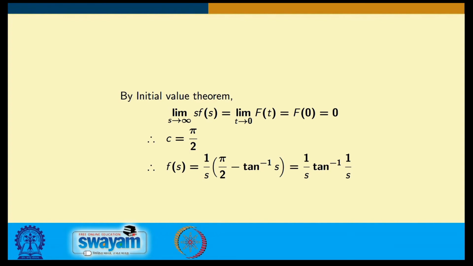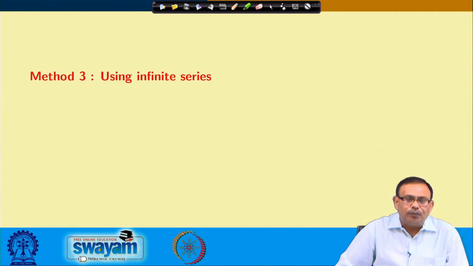So, that c will be pi by 2. So, F(s) will be 1 by s into (pi by 2 minus tan inverse s), and the result will be 1 by s into tan inverse 1 by s. Now, method 3 is using infinite series.